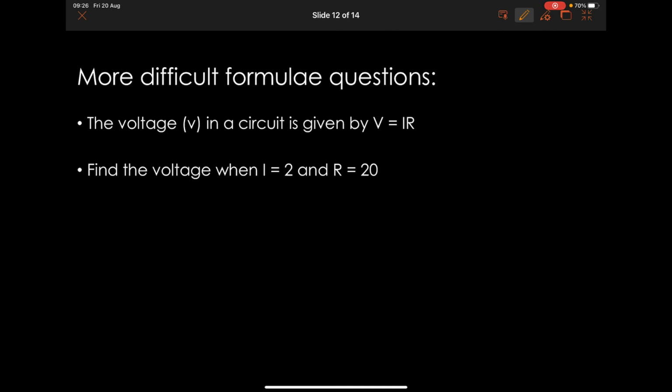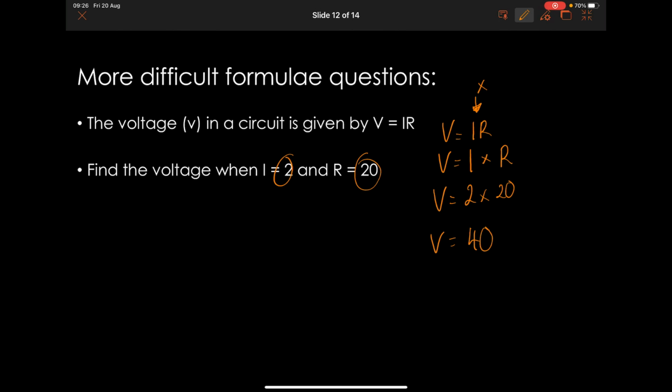Okay, if you've done that, V equals IR. That means V equals I times R, remember? The letters are next to each other, that means times. Well, I is 2 and R is 20. So the voltage is 2 times 20, which is 40. 40 volts. Okay? Not too bad at all. I think that's good, actually.